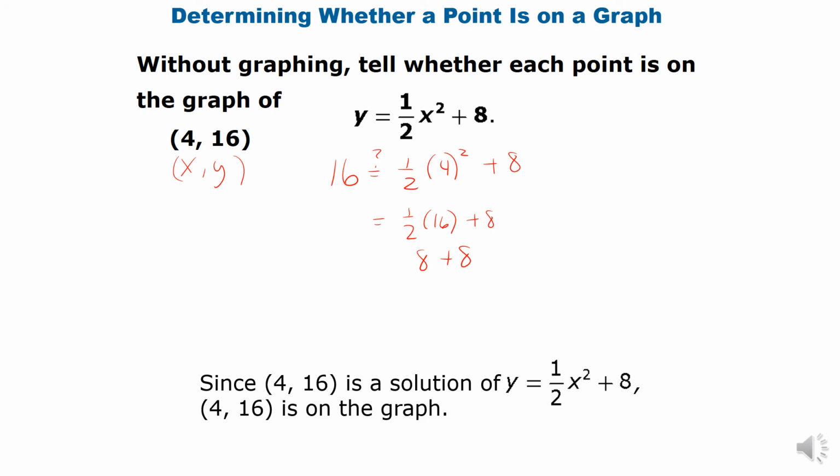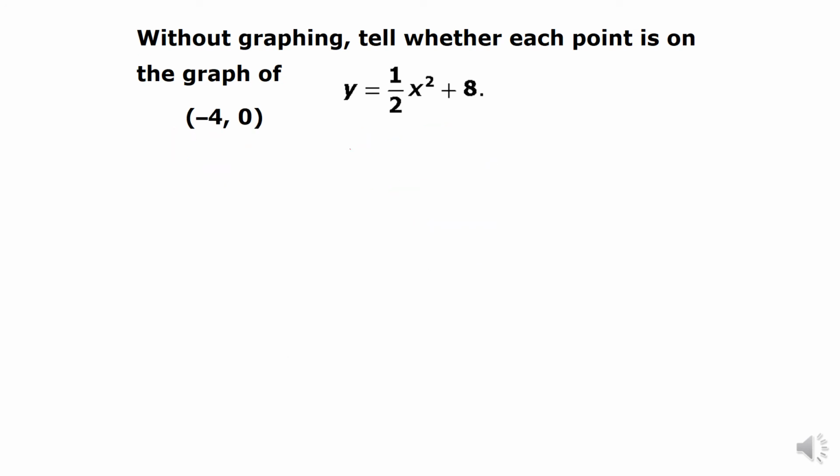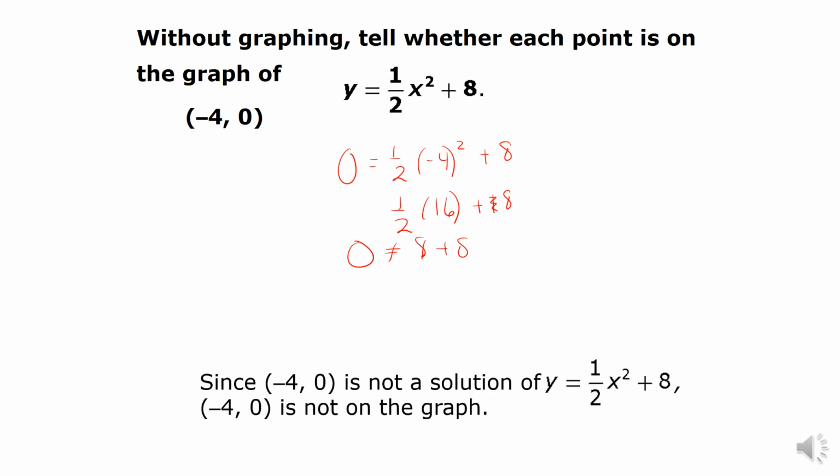Okay, let's try a couple more of those. So we're going to plug in 0 equals 1/2 times negative 4 squared plus 8, which is 1/2 of 16 plus 8, and 8 plus 8 does not equal 0, so that is not a point on your graph.